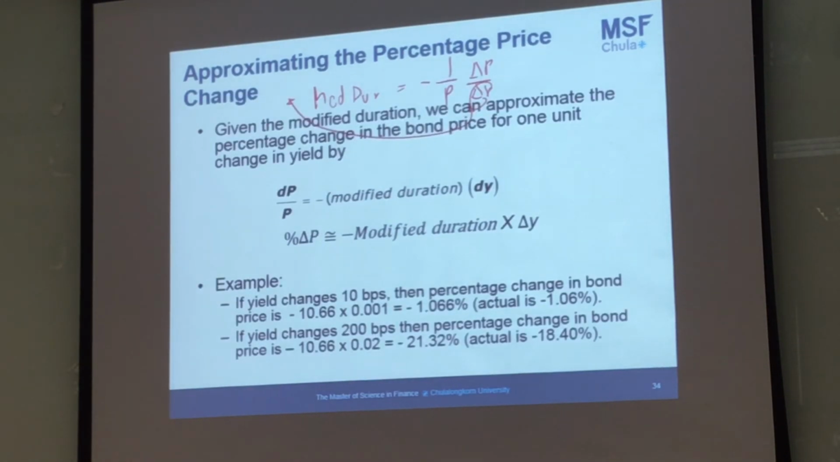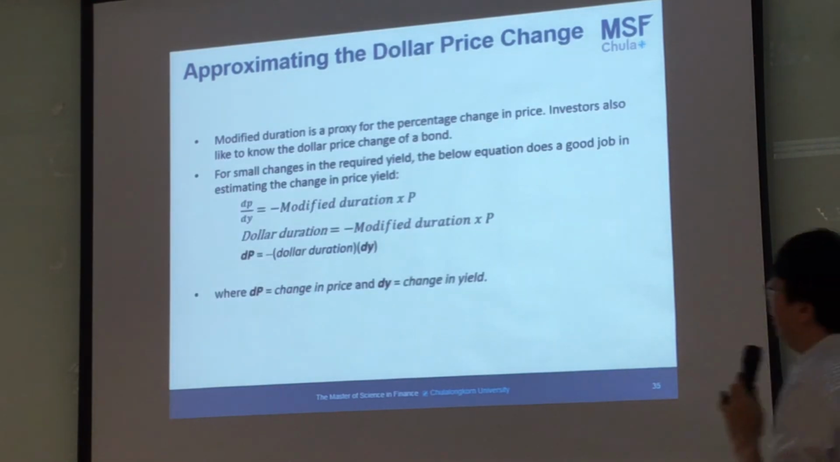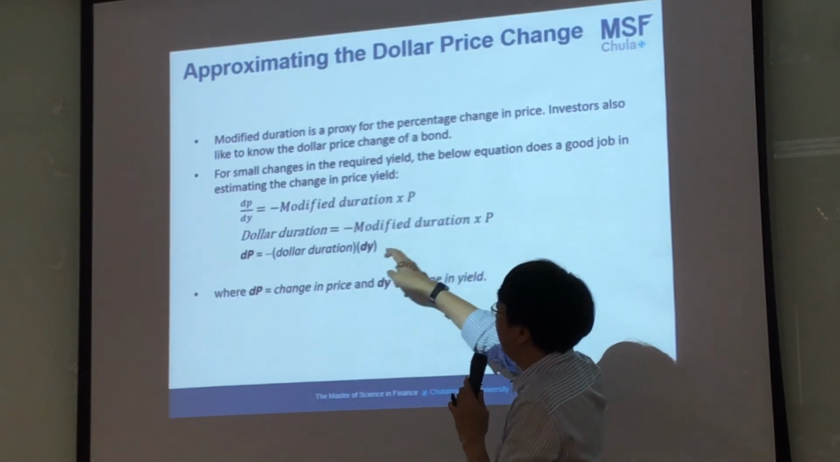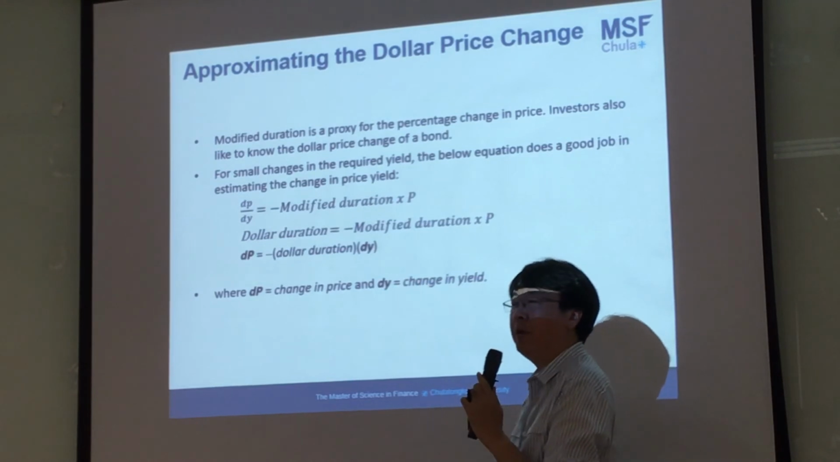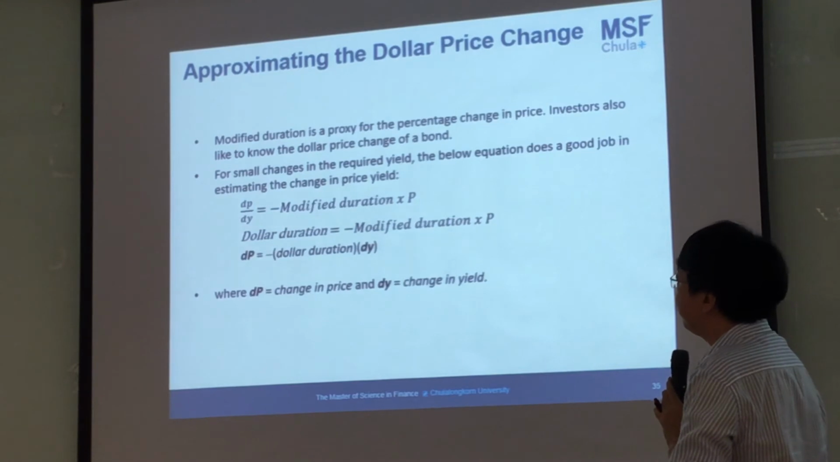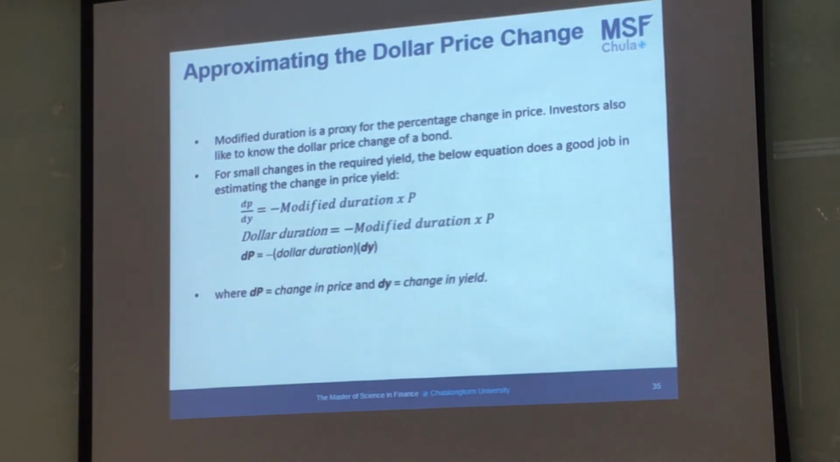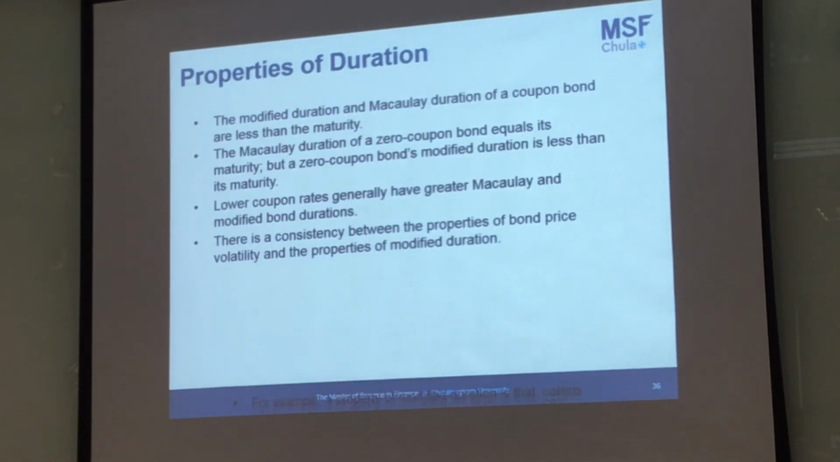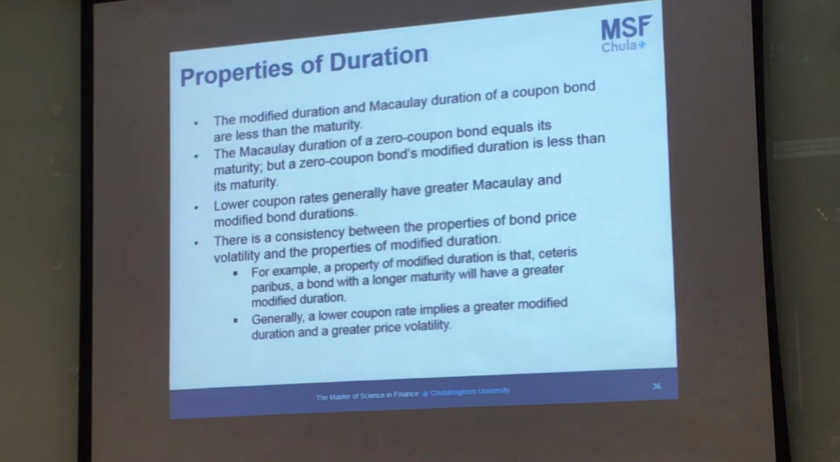So based on this, you can estimate the dollar duration if you know the price of the bond, right? You just multiply the modified duration with the price of the bond. Modified duration multiplied by the price of the bond, you get the dollar duration. When you get the dollar duration, multiply by dy again, you get the dollar price change of the bond. Okay, last. Sorry, maybe we should finish around here.